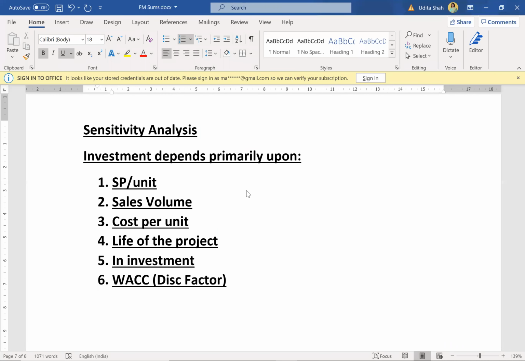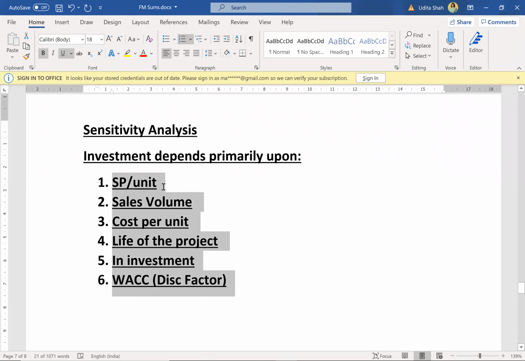There are other factors as well, like taxation is there, correct? Then your inflation is there, okay, but these are the main factors that will decide my cash flows. Inflation affects cash flows, taxation affects cash flows, okay. So those are secondary to affecting my cash flows, but these are primary, okay.